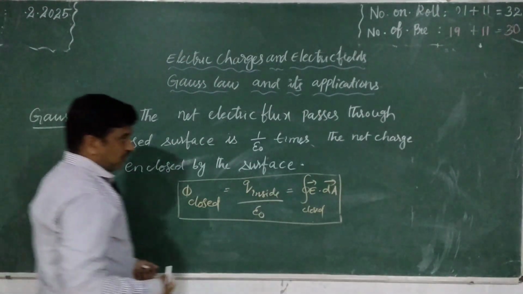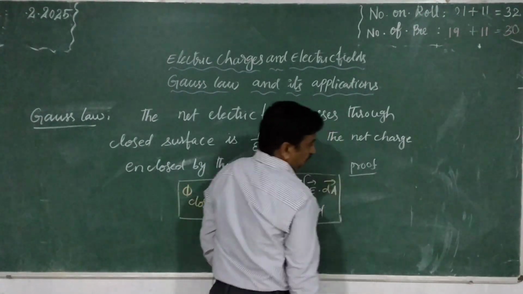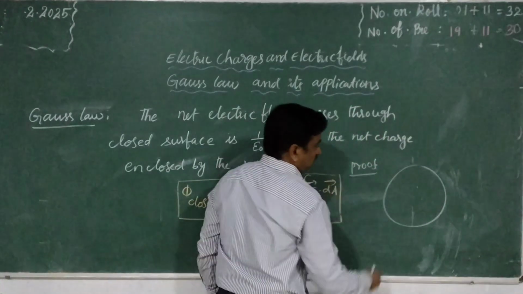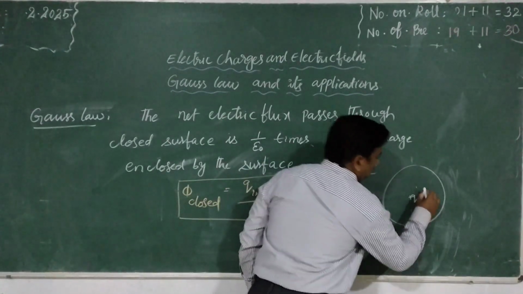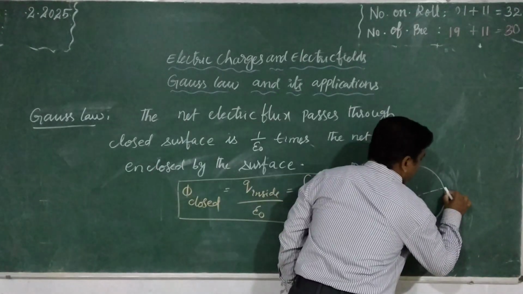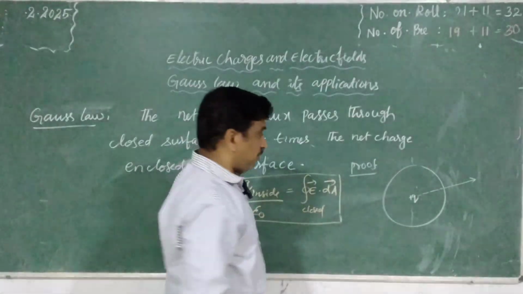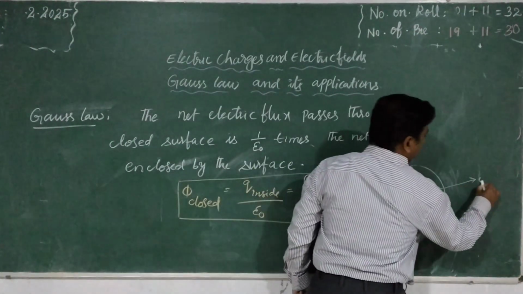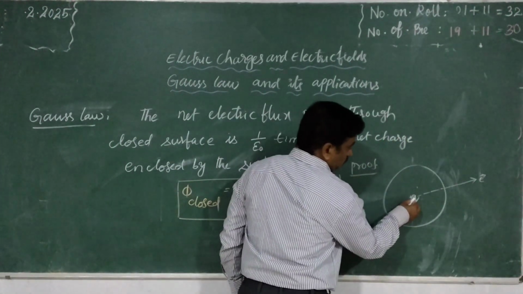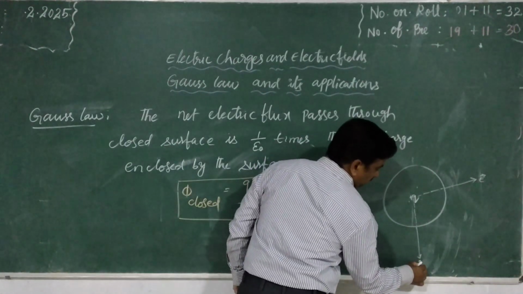For the proof, we can take a spherical surface. Here, this is the closed surface, and a plus q charge is at the center. Due to this plus q charge, see how the electric field lines are. They go away from the charge, meaning radially outwards, because for a positive charge the electric field is directed outward. This is the electric field.